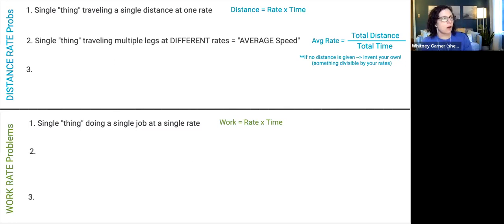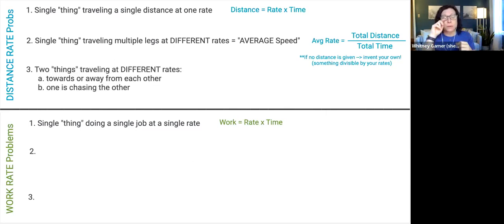We also saw what happens when we have two, say, vehicles, trains, cars, people traveling at different rates. And generally speaking, they're either driving towards each other, right? Two trains on opposite ends of a track. Or they're running away from each other. Or there's the unique situation of the chase, where we've got one car, truck, train, whatever, chasing and trying to catch up with the other.